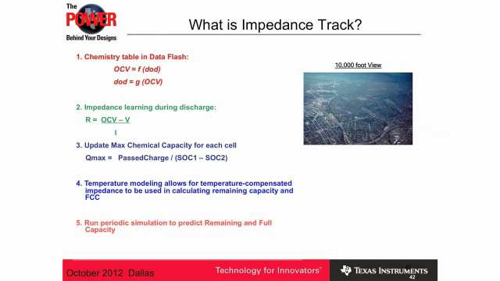Number four, temperature modeling. We know the temperature now. We might have tracked the history of the temperature, but what is it going to be from now on? It's really important because the impedance is moving all over the place with temperature. So we need some kind of model in there to predict, from the way things have been going, what it will be at end of discharge. And number five, we need to run a periodic simulation to calculate what the remaining capacity will be and the full capacity. Simulation is a firmware loop that calculates capacity as it heads down towards the end of discharge voltage.